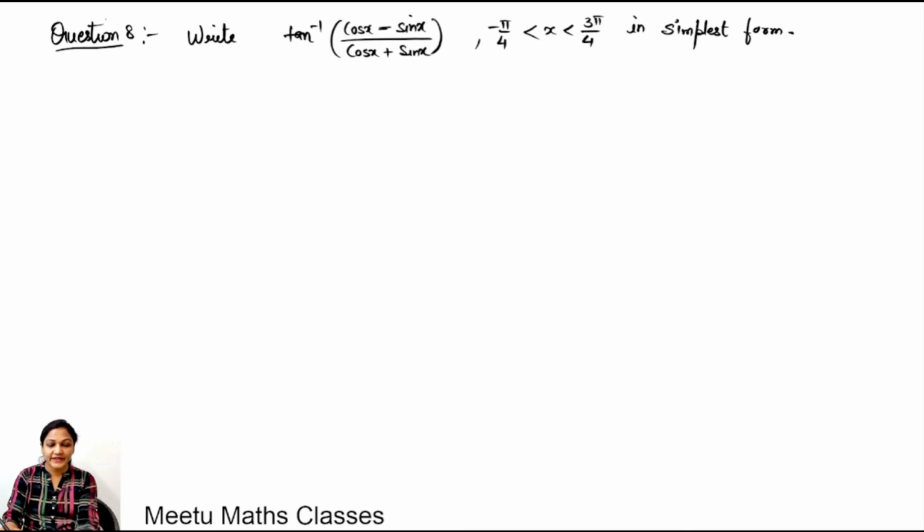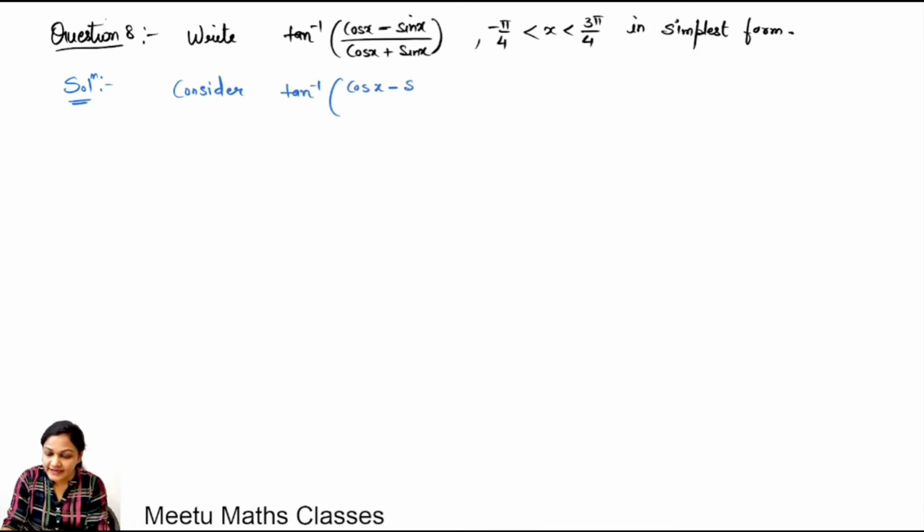Your question number 8 is, write tan inverse of cos x minus sin x upon cos x plus sin x, where x is lying between minus pi by 4 to 3 pi by 4, in simplest form. Now to write down this function in simplest form, consider your function, that is tan inverse of cos x minus sin x upon cos x plus sin x.